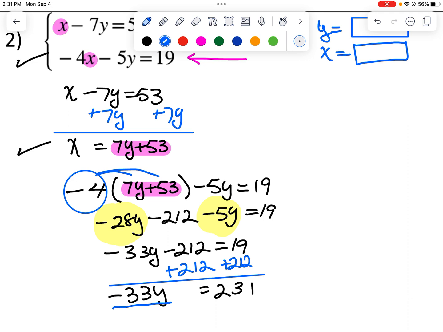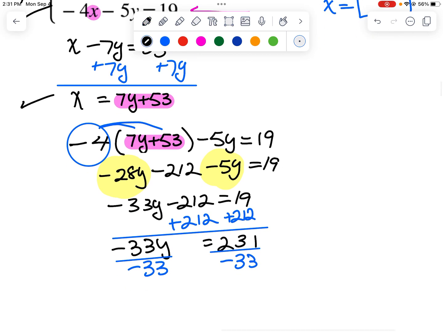And then we're going to divide by negative 33. I misspoke. We're going to divide by negative 33. And we're going to get y equals negative 7. Y equals negative 7.